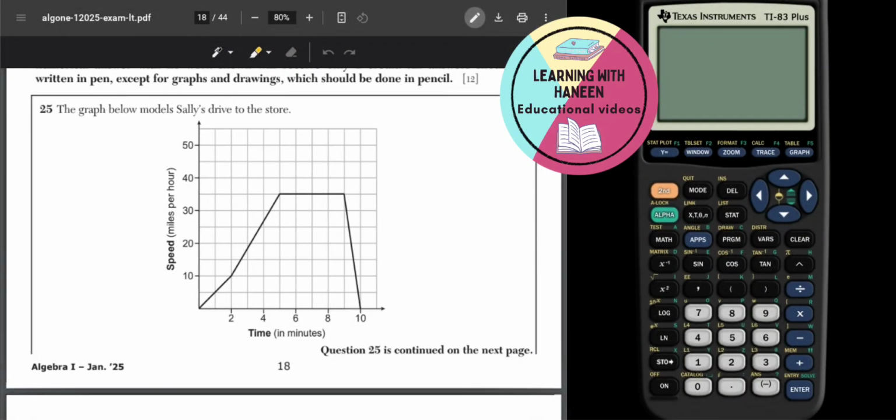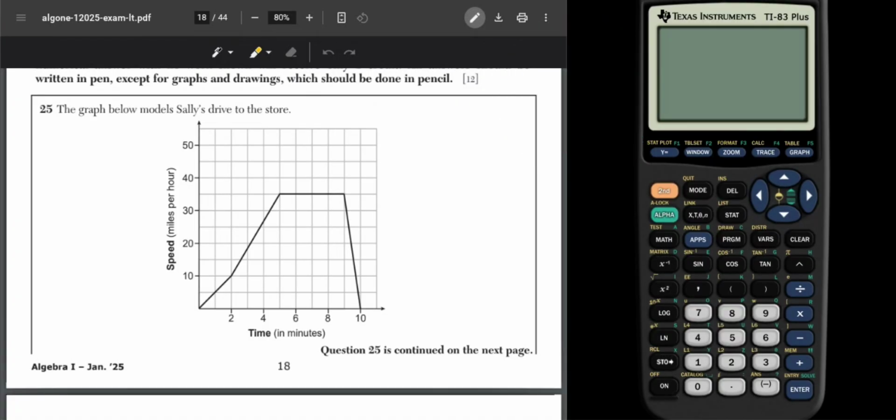In today's video, we're going to be going over the January 2025 Algebra 1 Regents. We're going to be covering the open-ended questions, which are parts 2, 3, and 4. Each question in part 2 is worth 2 points. Part 3 is worth 4 points each, and part 4 is 1 question, and that is the 6-point question. So without further ado, let's get started.